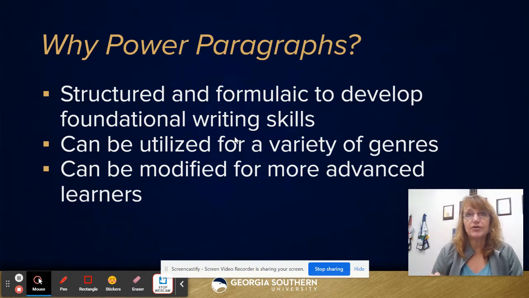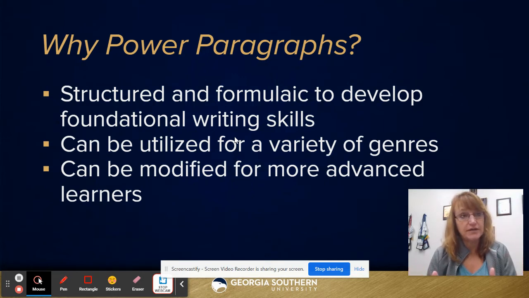One, power paragraphs are a very structured and formulaic way to put a paragraph together that can really be used to develop foundational writing skills. They can be used and modified in a variety of genres. So today we'll do claim and argument. They can also be used for description, sequence, explanation, compare and contrast, cause and effect. So they can be modified to use across a variety of genres using that same overall structure.